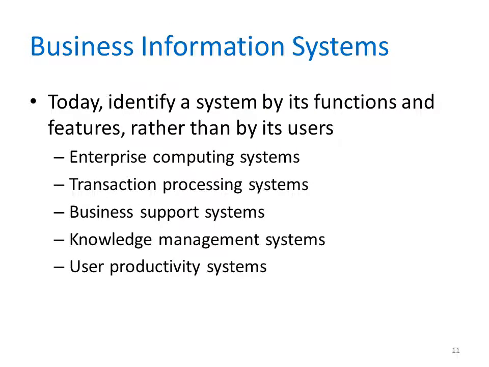Today, managers identify a system by its functions and features rather than by who uses it. Part of this is an outgrowth of what we call ERP systems, or enterprise resource planning type systems. Some examples would be CRM, customer relationship management, SCM, which is supply chain management systems, and actual ERP packages, which are enterprise resource planning type packages. Another category would be transaction processing systems, which we've already described, business support systems, knowledge management systems, which we'll go into in some depth in a few minutes, and also user productivity systems.